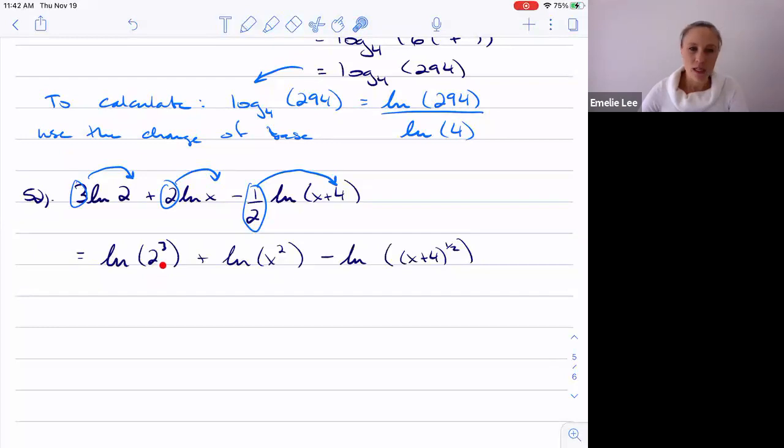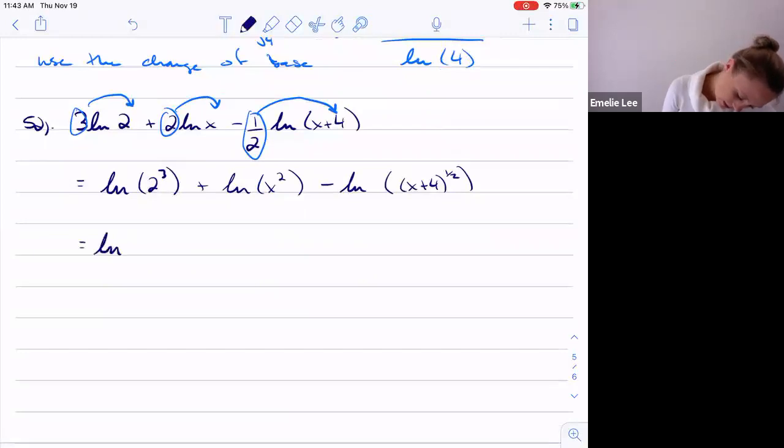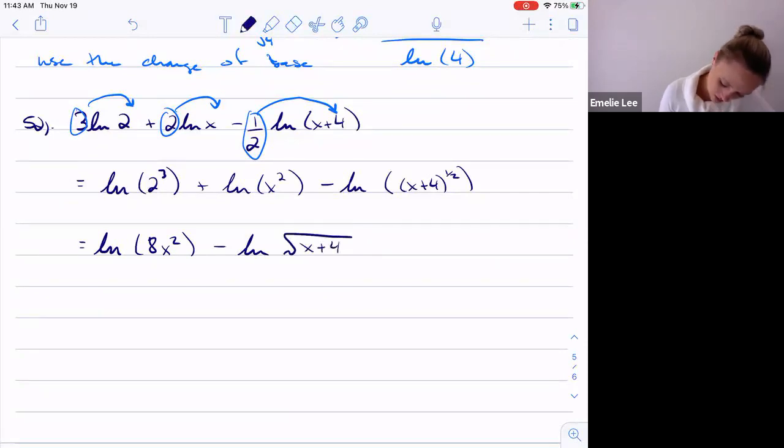2 to the power of 3 is 2 times 2 is 4 times 2 is 8. And then x squared, and then x plus 4 to the 1/2, but that's being subtracted. So what I'm going to do is combine these first, and then I'm going to subtract. Doesn't actually matter which way you do it, which you'll find if you do enough of them. Ln of 8x squared minus the ln of x plus 4 to the 1/2. Or you know what? I'm going to write it as the root of x plus 4.